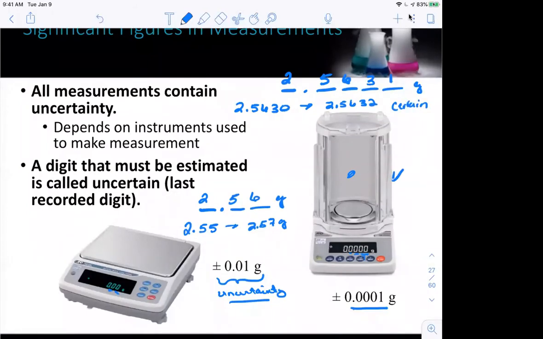Now, this device is a lot more expensive and is built to be able to give me a lot more precision and a lot less uncertainty. You would see both of these in a lab. Sometimes we don't need to be that precise, so we might use this less expensive balance. Sometimes we need to have a lot of certainty, and then we're going to be using the more expensive balance.